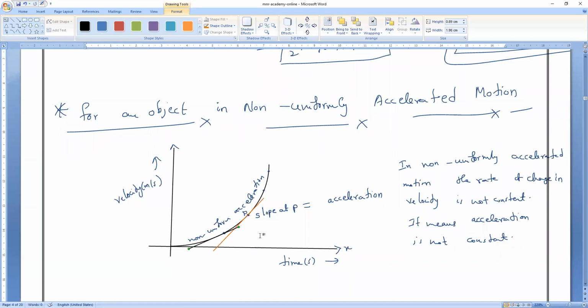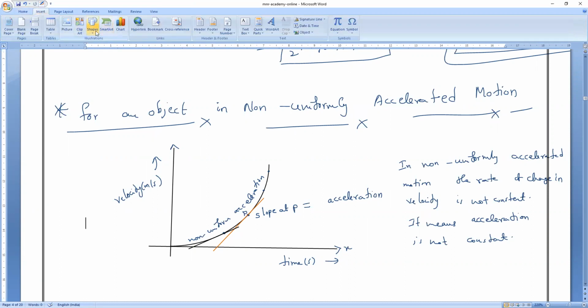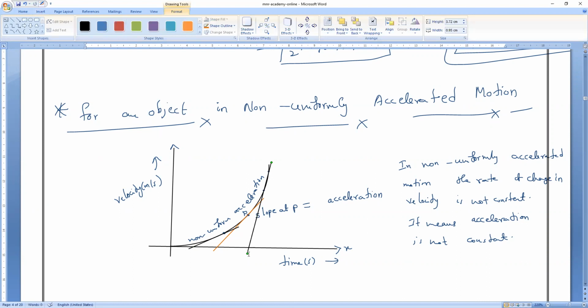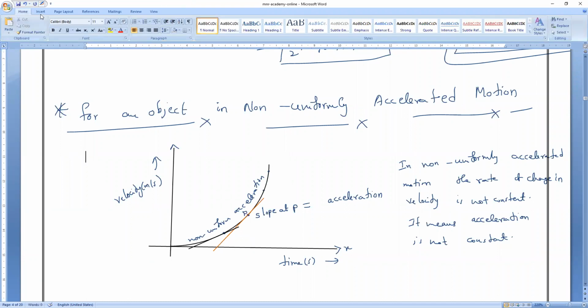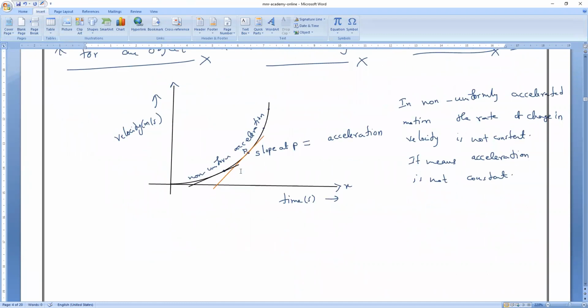Here I will draw the tangent, and that will give you the slope at the point, so that is the acceleration at this point. Like that, at this point, I will draw the tangent. Then that will give you the slope of the body. In the question, they will give you the particular point in the exam where we need to find the tangent. Understood or not? Everybody.